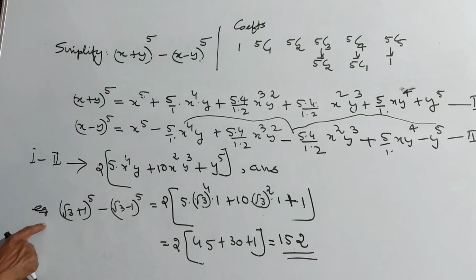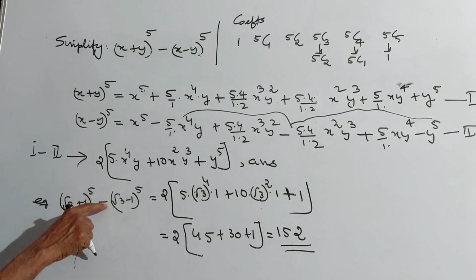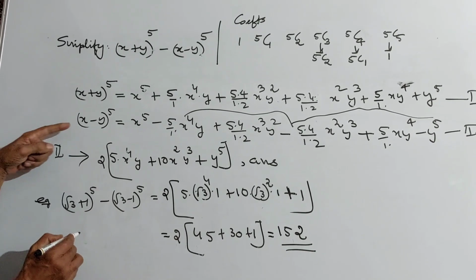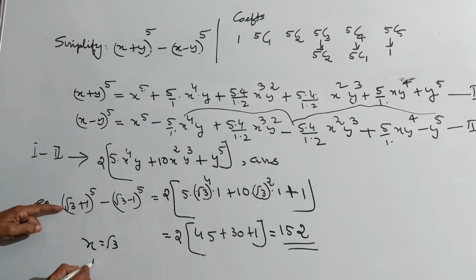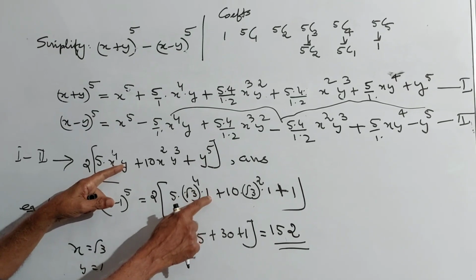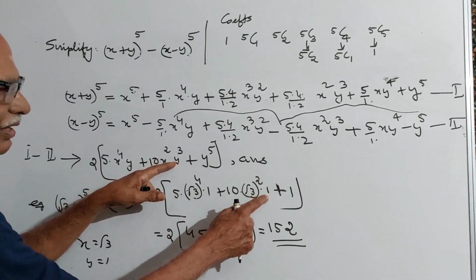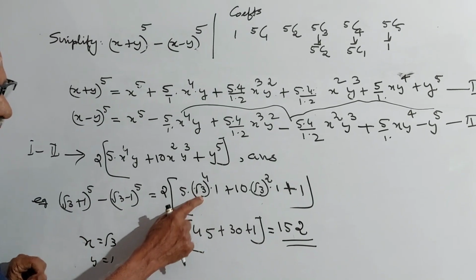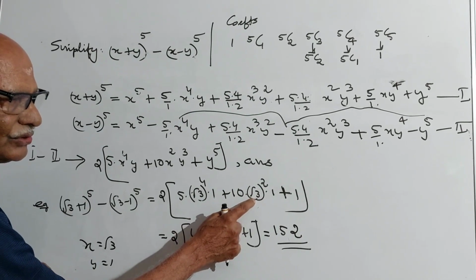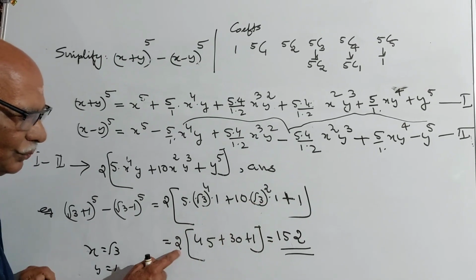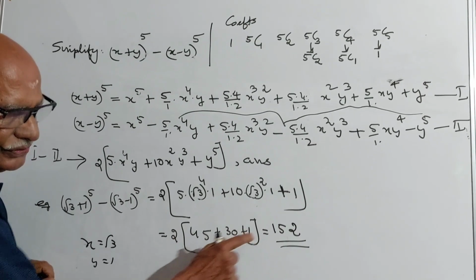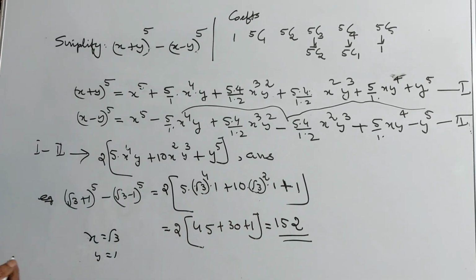Now for example, if root 3 plus 1 the whole raised to 5 minus root 3 minus 1 the whole raised to 5 is required, you need only replace x by root 3, y by 1. The answer comes. So x is root 3, y is 1. So root 3 power 4 is 3 power 2 is 9 into 5 is 45. Root 3 power 2 is 3 into 10 is 30 plus 1. So 2 times 45 plus 30, 75 plus 1, 76. 2 times 76. Final answer is 152.